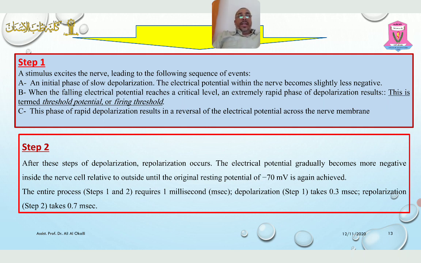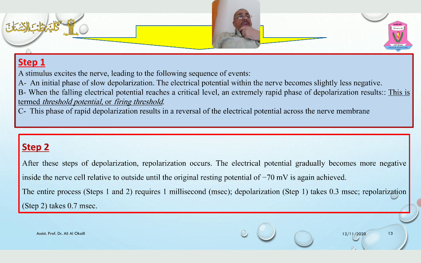An initial phase of slow depolarization, and the electrical potential within the nerve becomes slightly less negative. B, when the falling electrical potential reaches a critical level, an extremely rapid phase of depolarization results, and this is termed as a threshold potential or the firing threshold، اللي هو بداية الإحساس وأول انتقال للإيعاز العصبي للإحساس بالألم. So يصير عندنا depolarization، أي تغيير بعملية الخروج والدخول للأيونات through the nerve fiber.